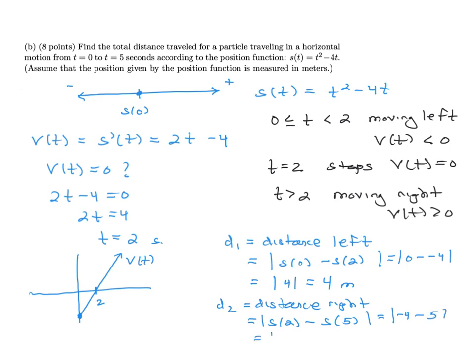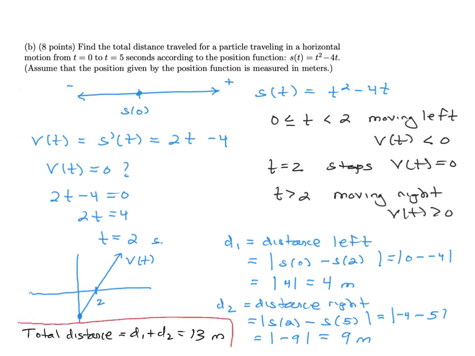So this distance is negative 4 minus 5, which is negative 9, and that is positive 9 meters. We're running out of room, so I'll put the total distance over here. The total distance is going to be d1 plus d2, which is 4 plus 9, which is 13 meters. And this is the answer to this part.